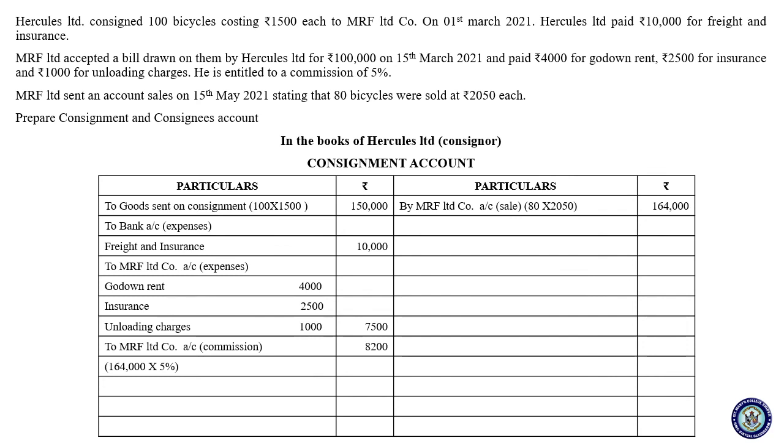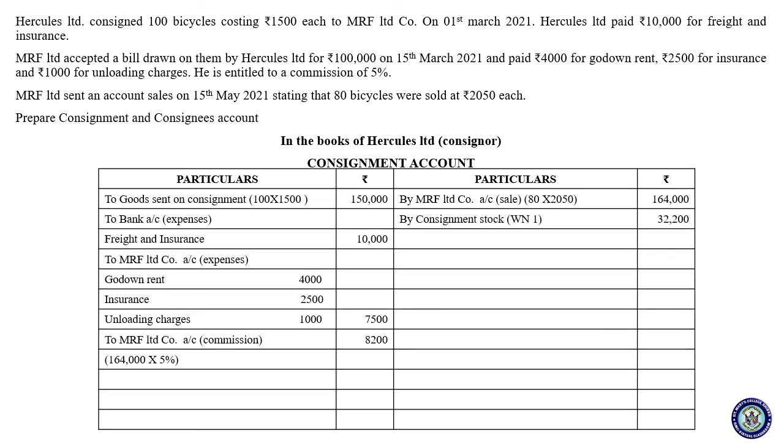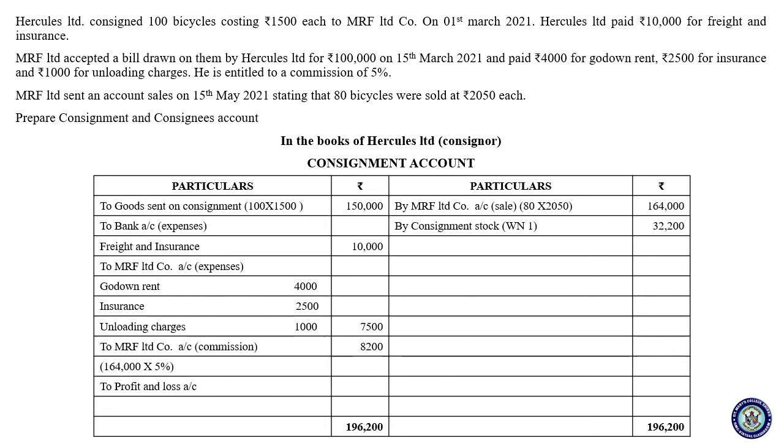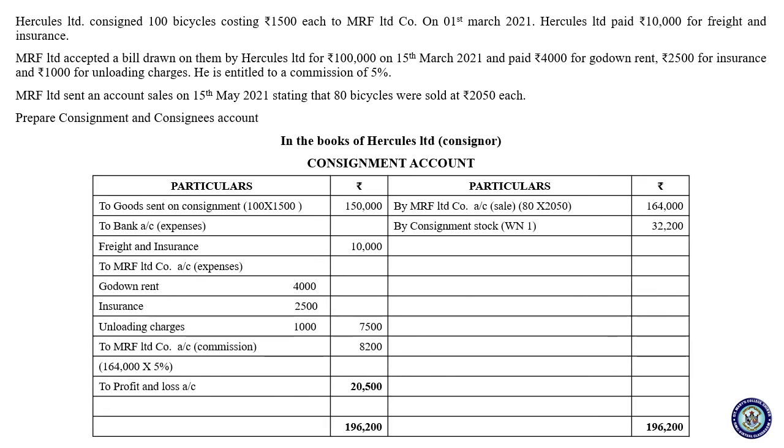The commission is to be calculated on sales. If they don't give the base, that is on what you have to calculate, you calculate it on sale itself. And the commission is always calculated on sale, because you get commission only because he is selling the goods. Then the consignment stock account, that is the closing value, that is working note number 1. The difference is transferred to profit and loss account. Total 1,96,200. Difference 20,500. If you have done it right, then you go for the next ledger account, that is the consignee's account. If you have made any mistake, then you correct it here itself.